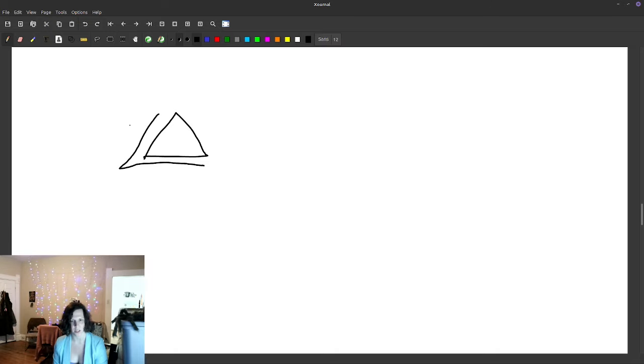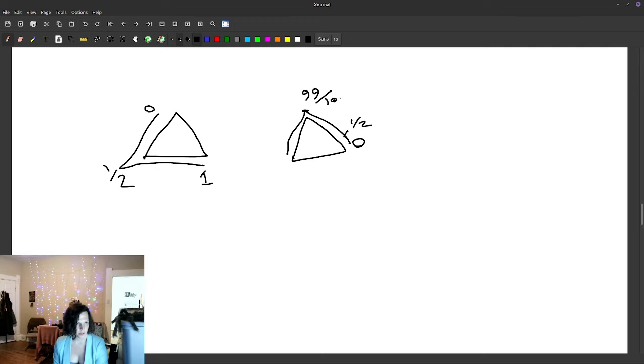For instance, maybe all of these are ways of sending the interval between 0 and 1 into my triangle. So maybe this is 0 for this line segment, maybe this is 1/2, and maybe over here this is 1. So that's sending the whole interval into my triangle somehow. I could think of a different way of sending the interval onto the triangle, where I cover this piece, and maybe this is 0, maybe this is 1/2, why not? And maybe over here at the point, that's 99/100, and then all the way over here, this is 1. So I've jammed the first half of the interval into this little piece at the beginning.